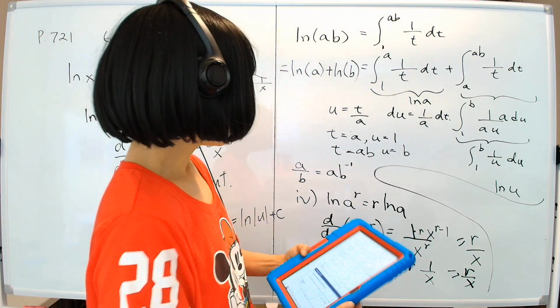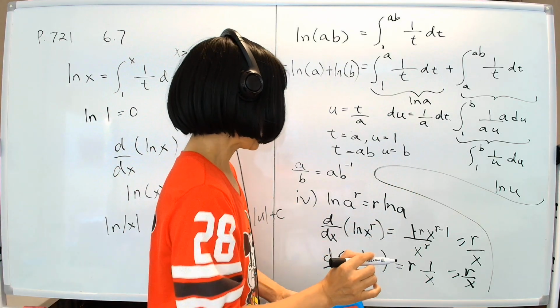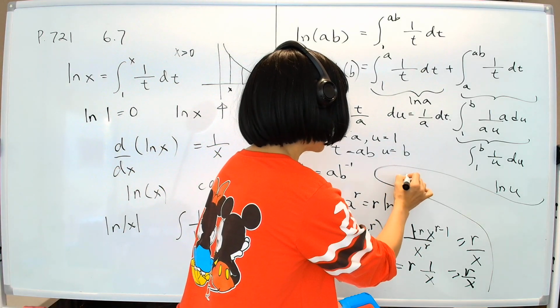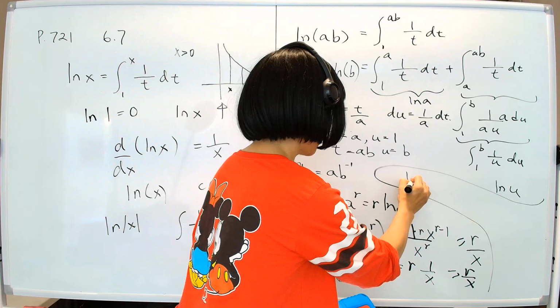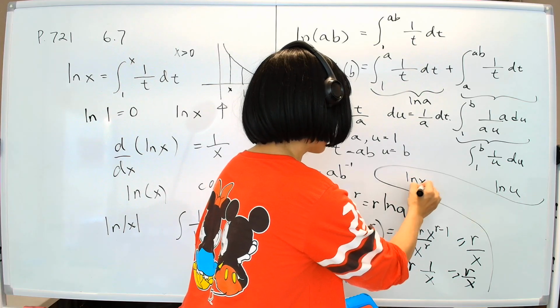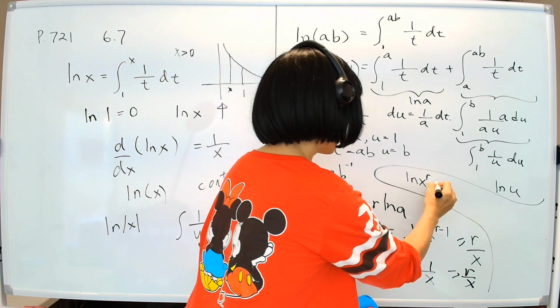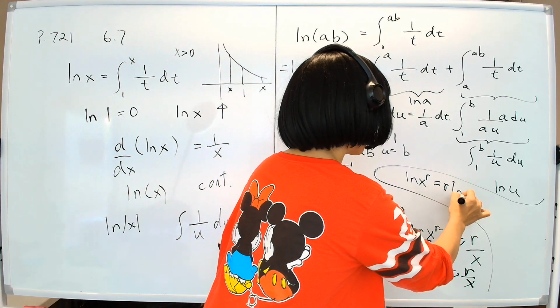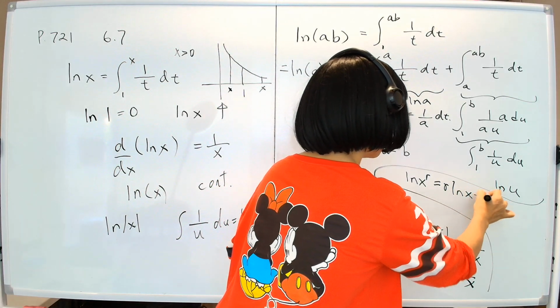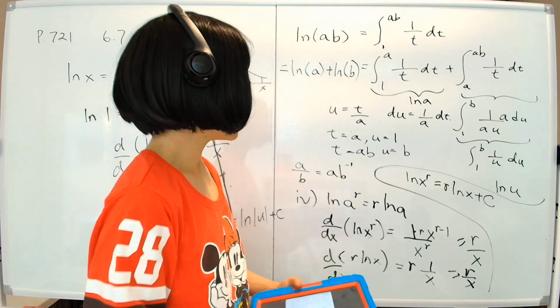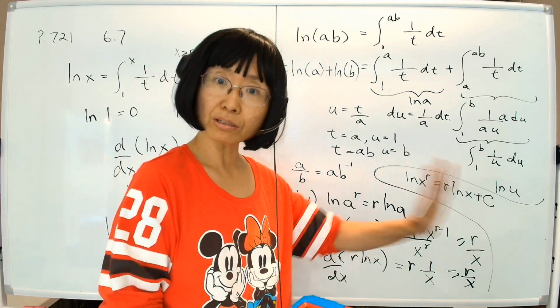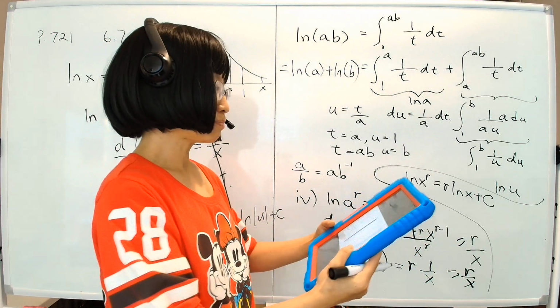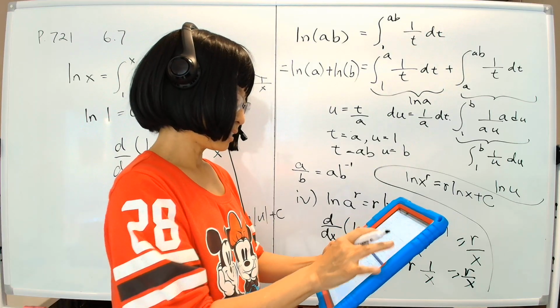I'm kind of out of space, so I'm going to write it in here. We'll write down this fact so far: natural log of x to the power r is the same as r times natural log of x plus some constant. So far we have come up with that because their derivatives are identical, so they can only differ by a constant. Now, what is the constant?